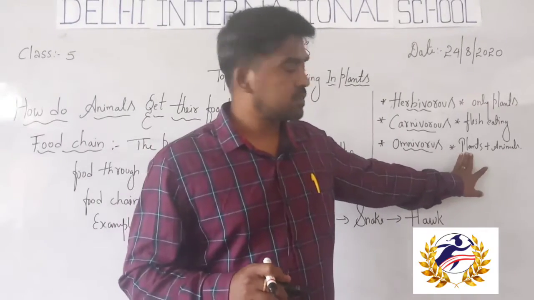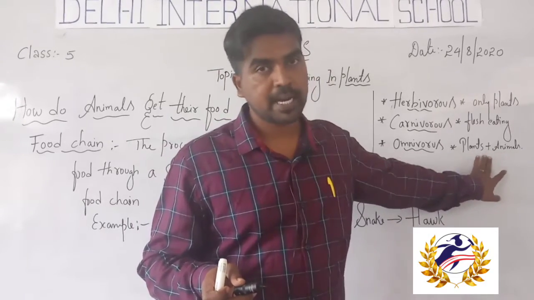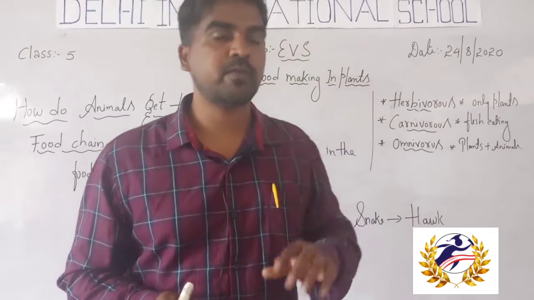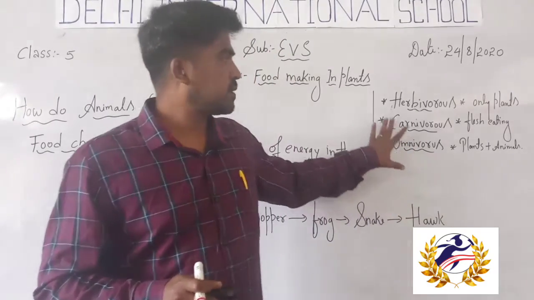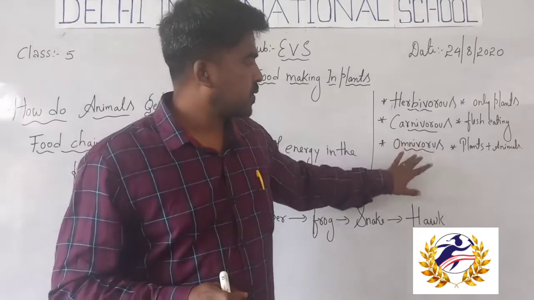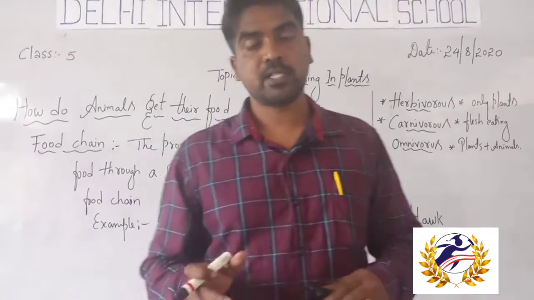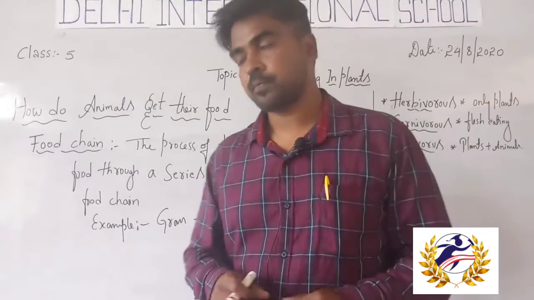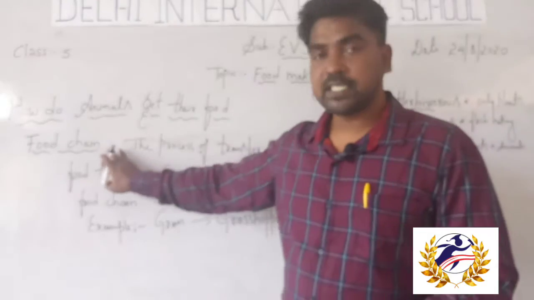Omnivorous: some animals depend on both plants and animals, plants and flesh. Such types of animals are known as omnivorous animals. Like herbivore, carnivore and omnivore, these are the categories of animals, based on how they get their food. Okay students, I will move towards the food chain.